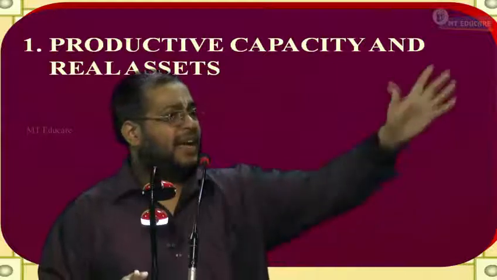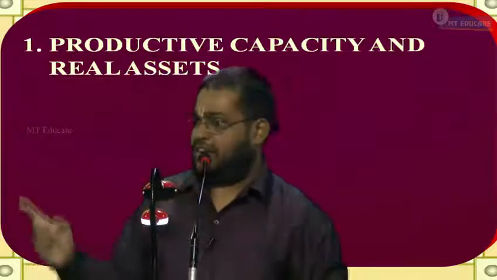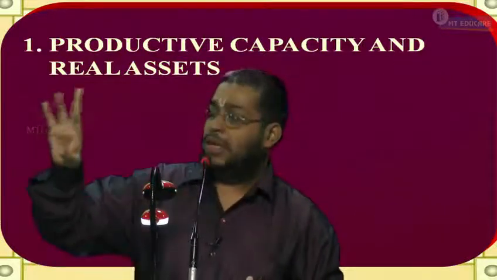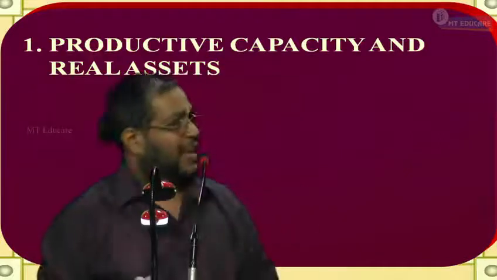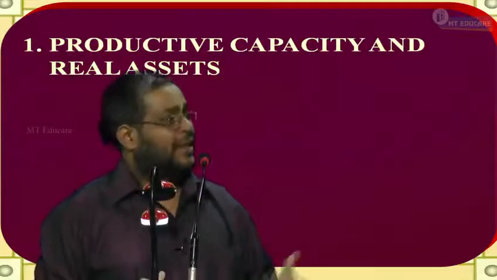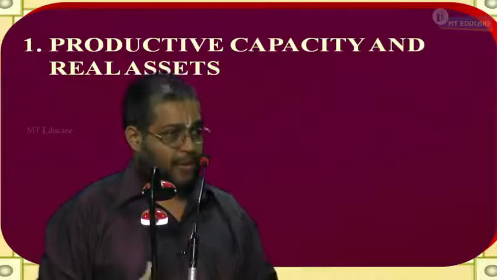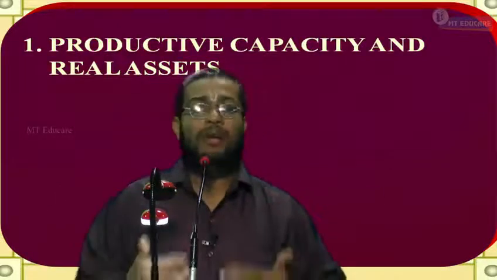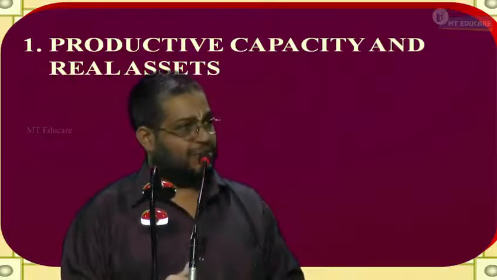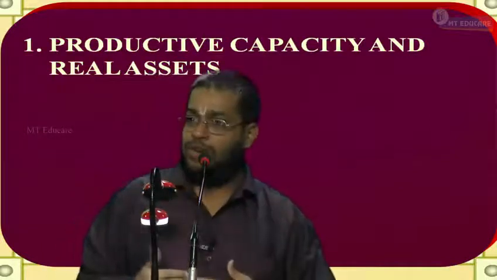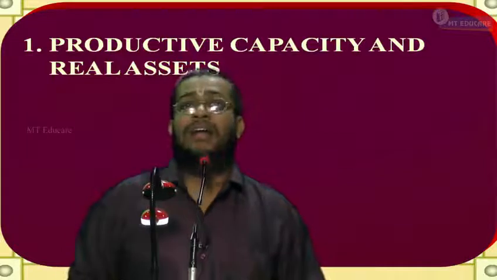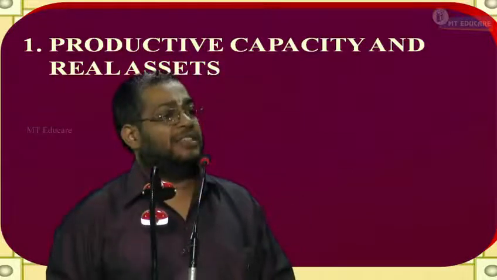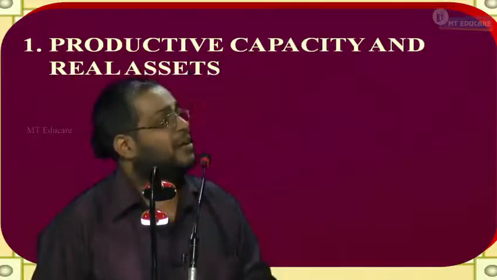GDP is nothing but the value of all the goods and services produced. To render services or to produce goods, they require the production capacity or productive capacity, which can be in the form of human resource, natural resource, technology, know-how, etc. And these assets we call what asset? Real assets. Everybody following or not?